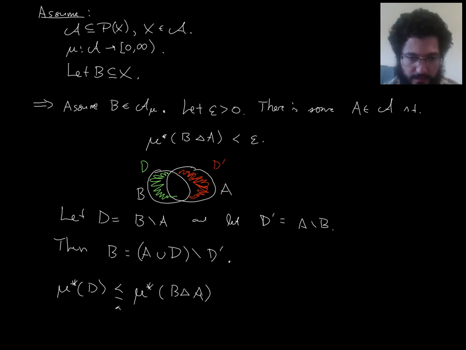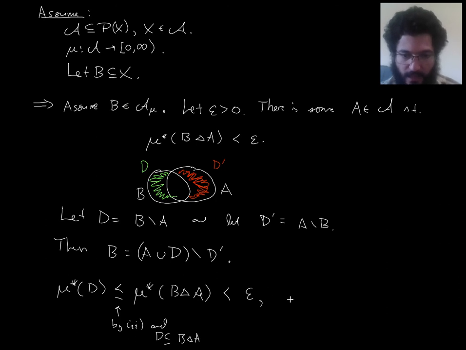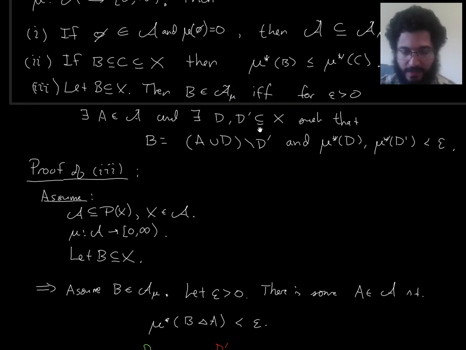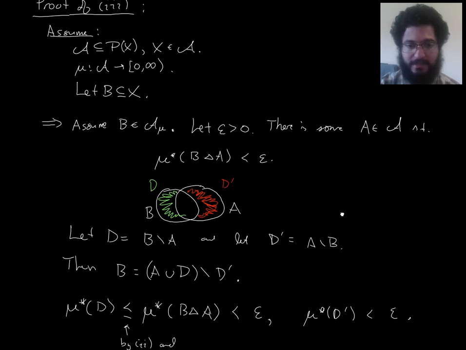So this is by part 2 of this proposition, and the fact that D is a subset of the symmetric difference. And this is less than epsilon. And similarly, this is also less than epsilon. Same idea. D prime is also a subset of the symmetric difference. So, no square yet. That proves one direction of our proposition. So we've proven this condition. We have found D and D prime with small outer measures.